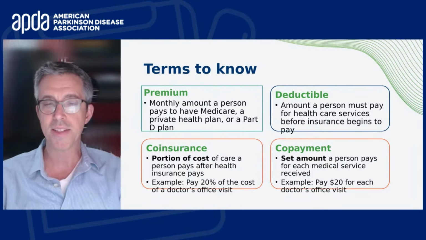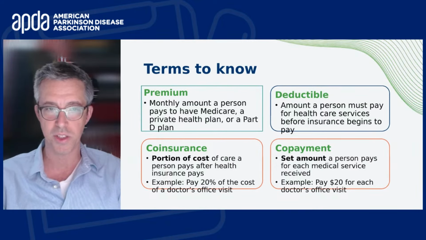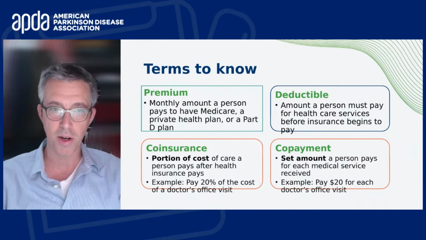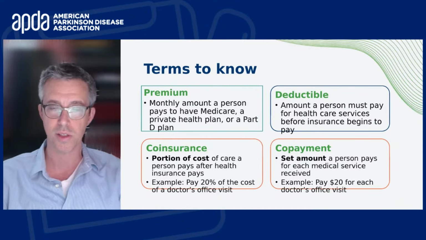Copayment. That's a set amount a person pays for each medical service received. So for example, you pay $20 for a doctor's visit, and that's how generally Medicare Advantage plans work. You pay a set fee every time you get a service.